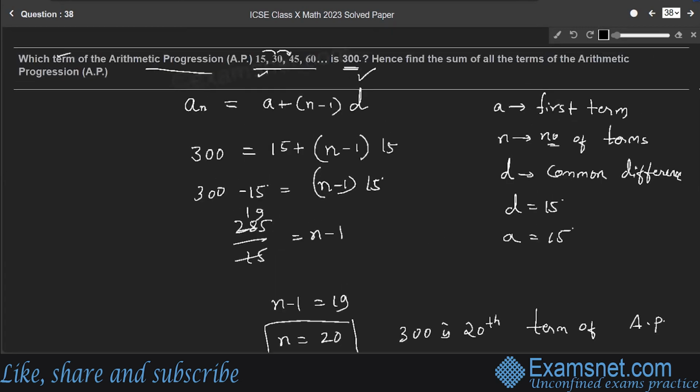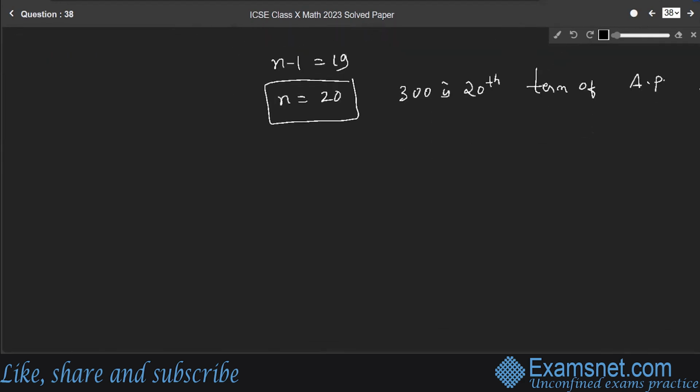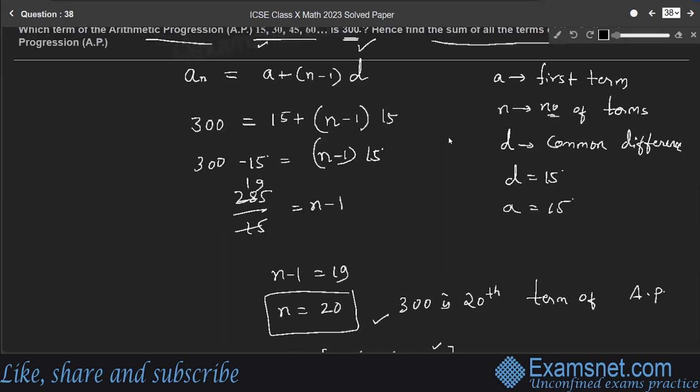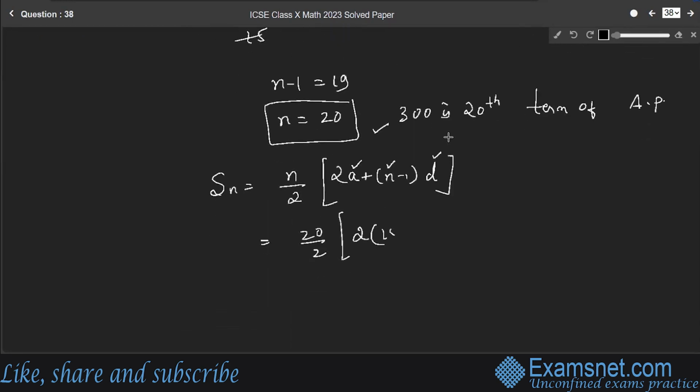And the next question is, find the sum of all the terms of the arithmetic progression. That means Sn we need to find. So find the sum of all 20 terms. So Sn is equal to, by the formula, n by 2 into 2a plus n minus 1 into d. Again, a is the first term, n is the number of terms, d is the common difference. Here, the number of terms in the given progression is 20, so n by 2 becomes 20 by 2 into 2 into a, the first term, which is 15, 2 into 15 plus 20 terms minus 1, common difference is again 15.